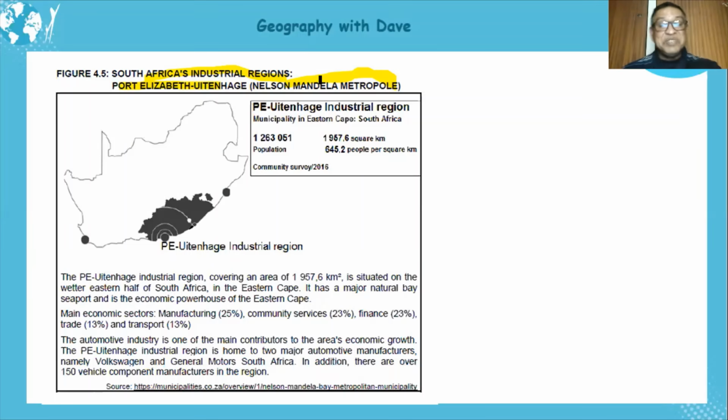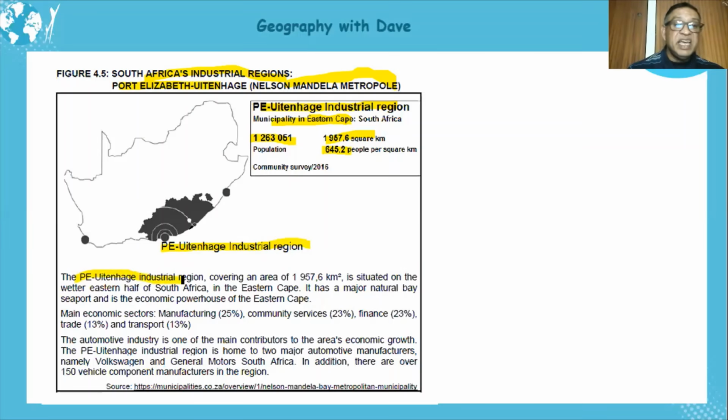So I can take these questions again, look at similar things like this and apply it to the PWV, Gauteng region. So what it gives us here: PE Industrial Region, Municipality of Eastern Cape, population 1,263,051, the size of it, the number of people per square kilometer. This was a community survey. There's the PE-Uitenhage area, it's in the Eastern Cape.